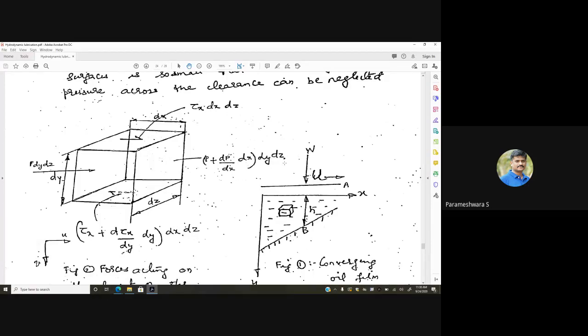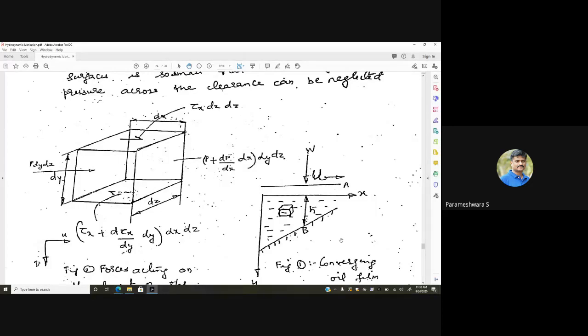Similarly, there is shear stress on the top face and also on the bottom face. Tau is shear stress. Stress into area gives you the shear force. And on the bottom portion, the shear force is given by this. So this is a small unit considered, and it is magnified over here.